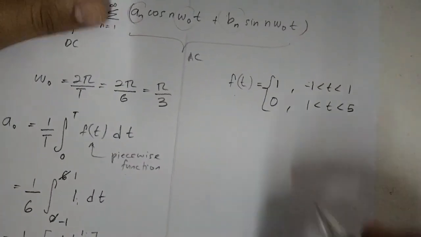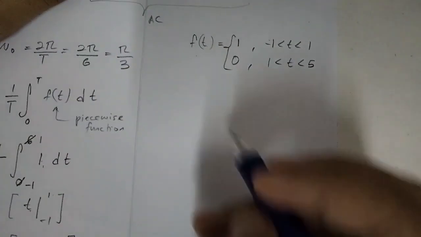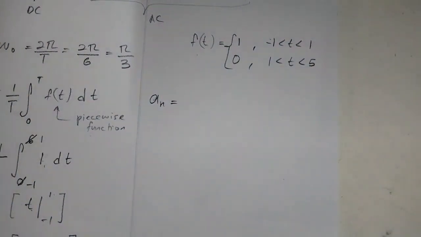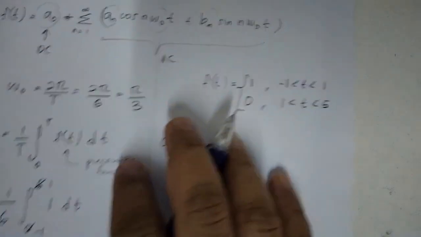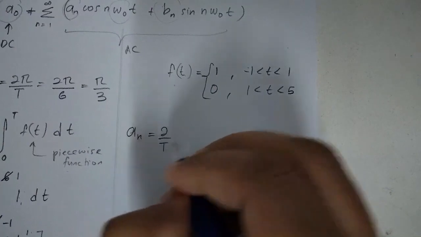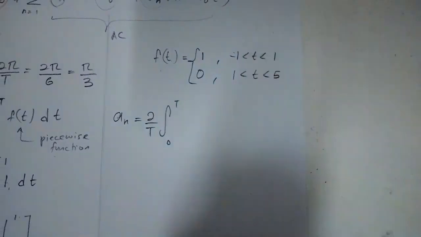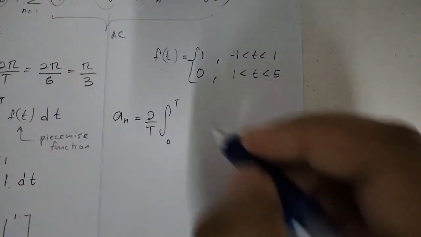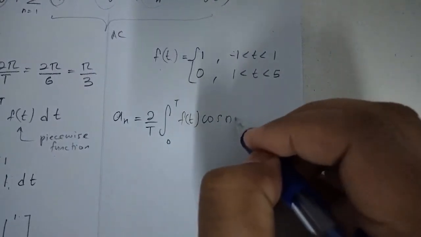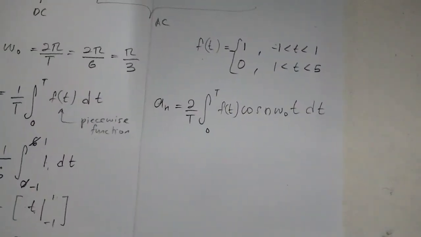Now next we need to find an. So what is an? an is 2/T, integration from 0 to T, f(t) cos(n omega naught t) dt.